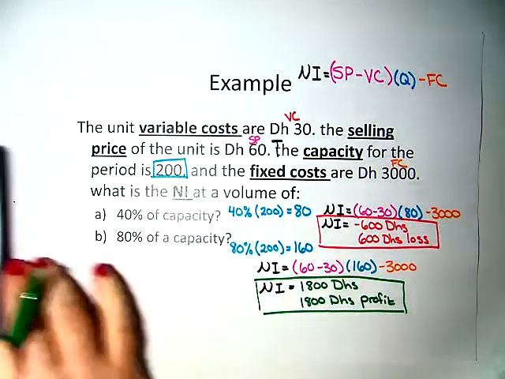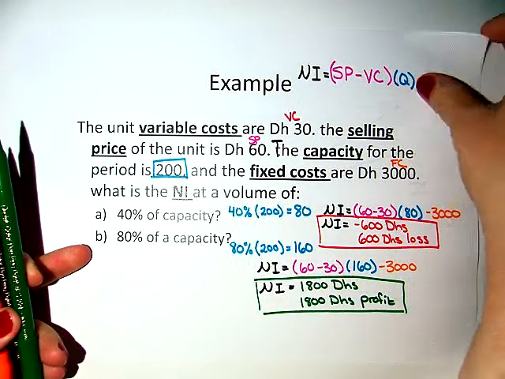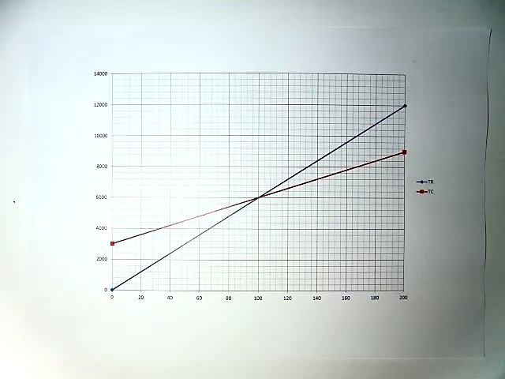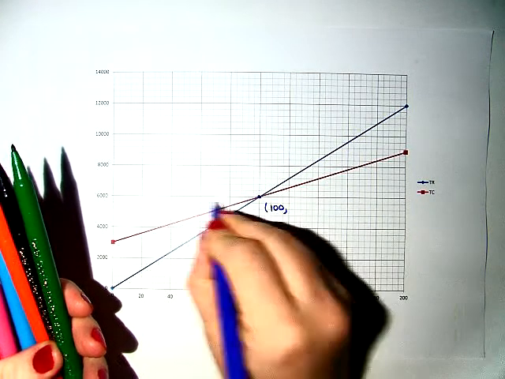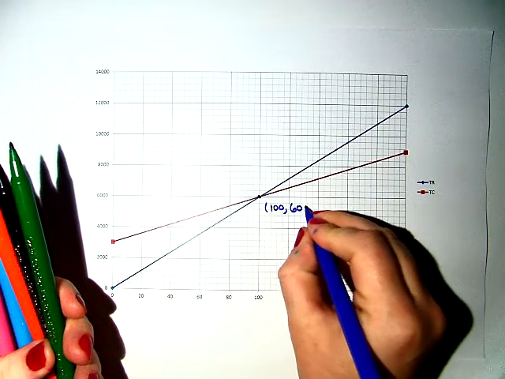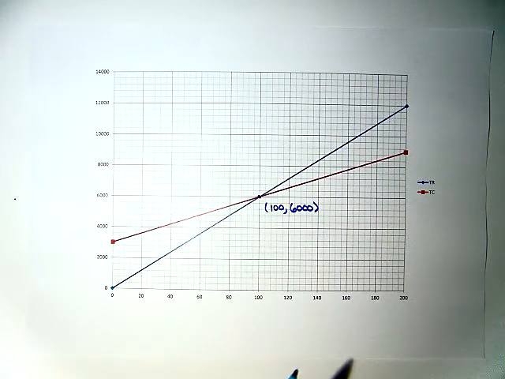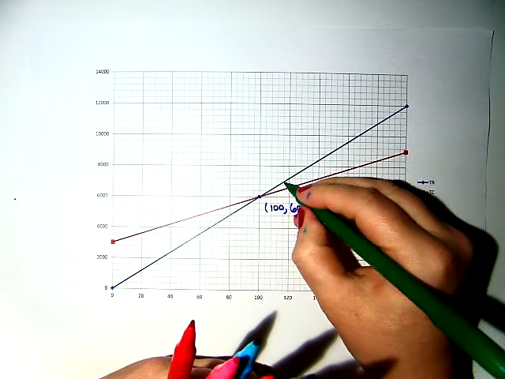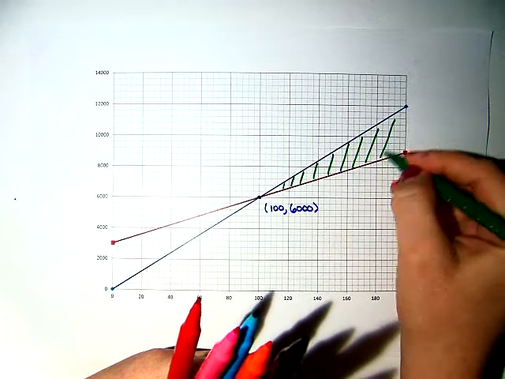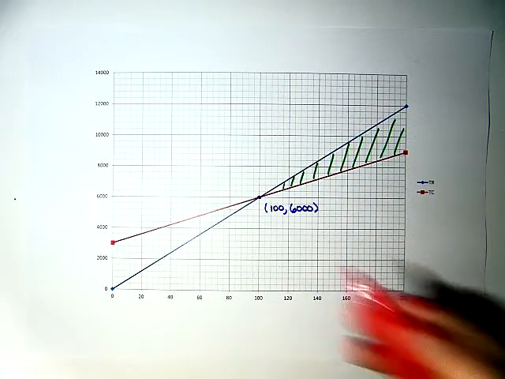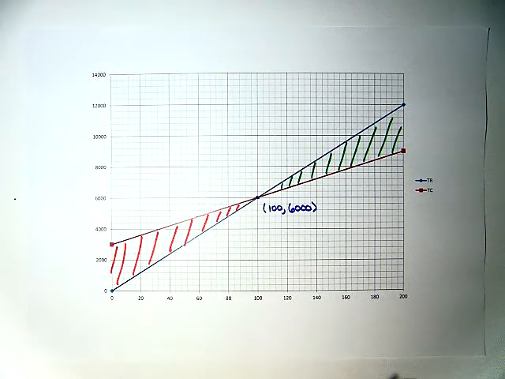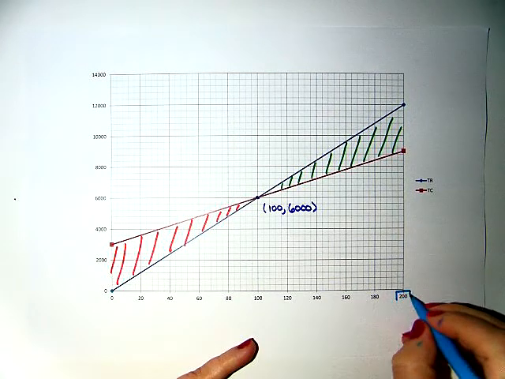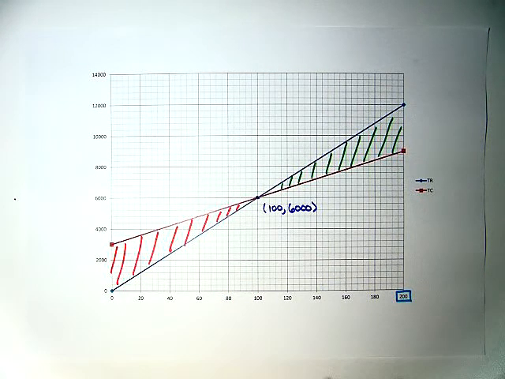So if we were to look at this on a graph, we would see this. The break-even point is right here at the point quantity 100 and revenue of 6,000. So past this point, we get a profit. And before this point, we have a loss. We can already see that our capacity is 200.